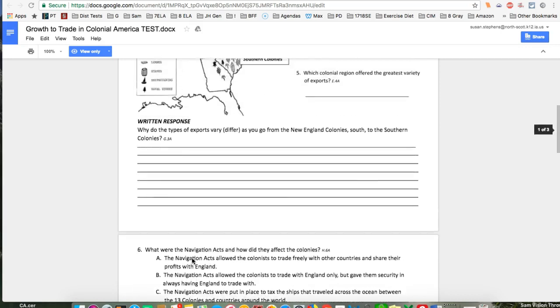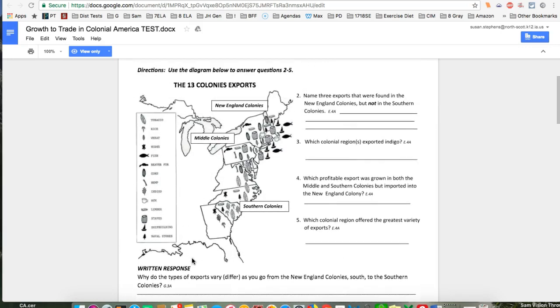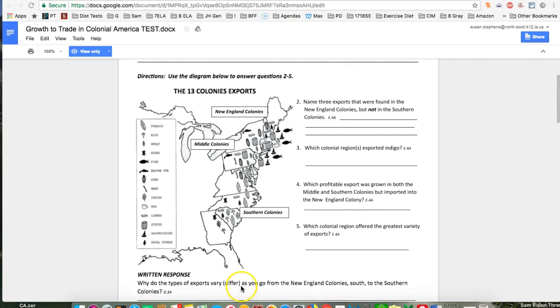Written response. Why do the types of exports vary or differ as you go from New England colonies south to the southern colonies?